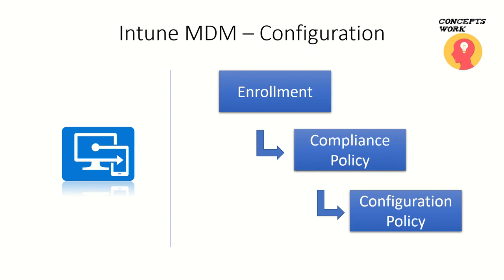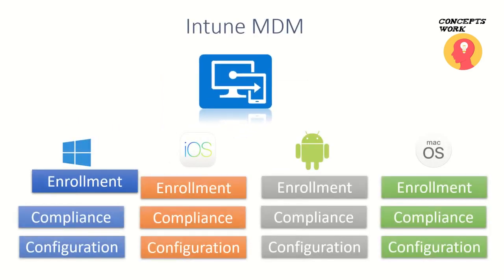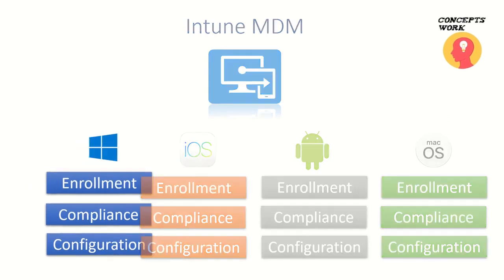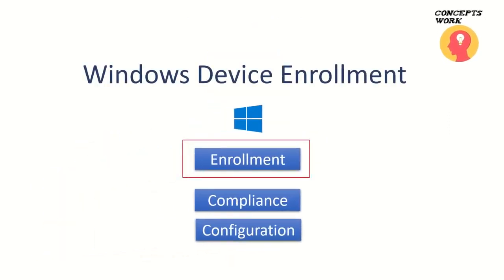Now, all these three sections of policies, which are enrollment, compliance, and configuration, can be defined for four different platforms: Windows, iOS, Android, and macOS. Practically, it is not possible to cover all of them in one single video. Since this is the first video of the MDM series, we are starting off with Windows enrollment settings.